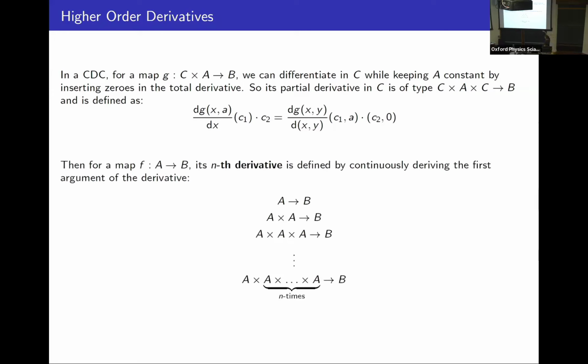And so in this case, if you keep taking the derivative of the first argument, you don't have this explosion of the dimension of your input. After the nth derivative, in this case, the map will now be of type a to the power n plus 1 to b. So more manageable.